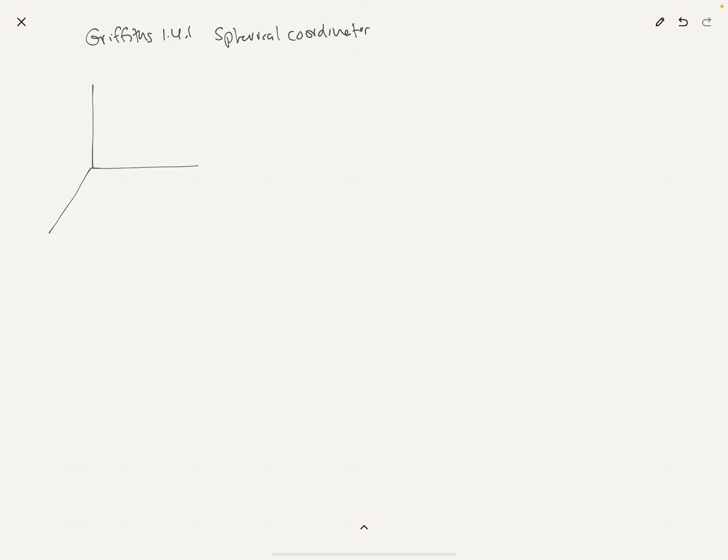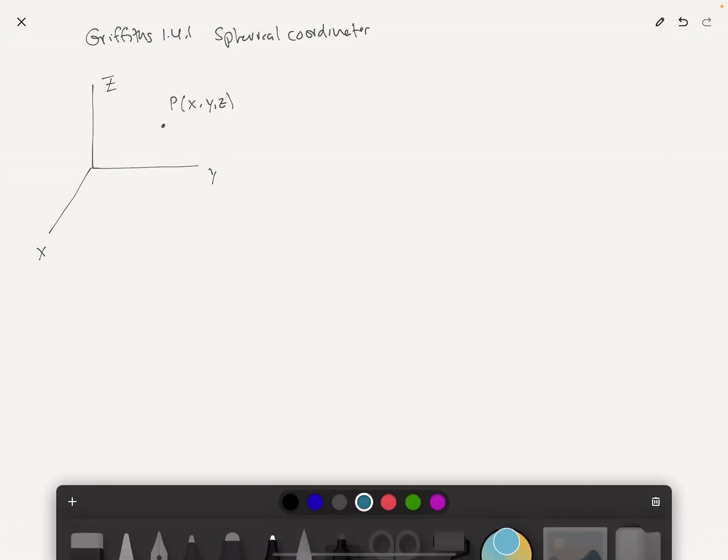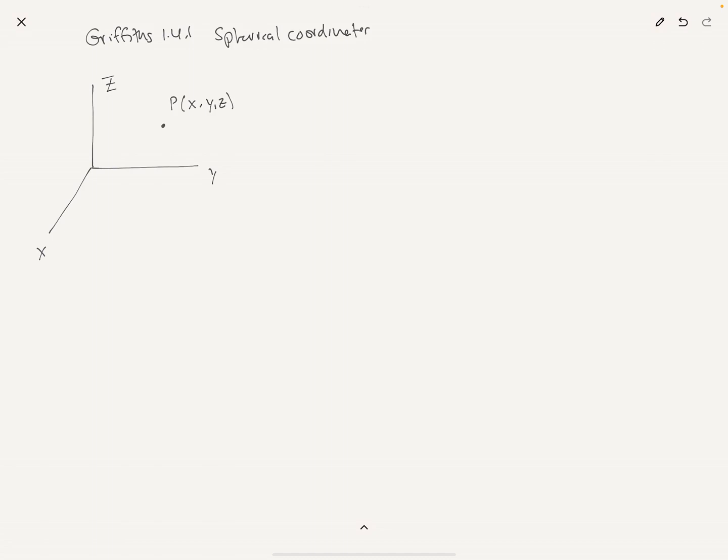Okay, so here's our Cartesian coordinate system, x, y, z. And previously we had discussed a point in that space, call that point P. It is at coordinates x, y, z. We can draw a vector that points from the center of our coordinate system to that point. Okay, let's call that vector r.